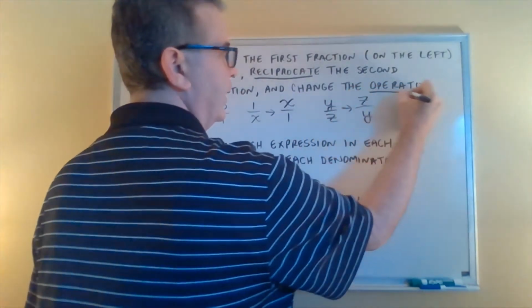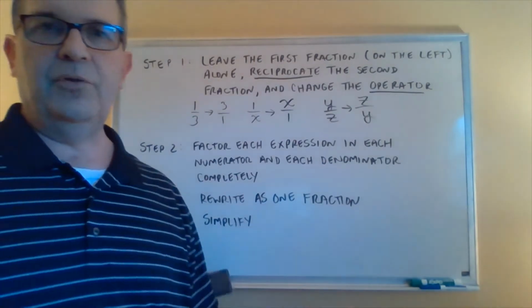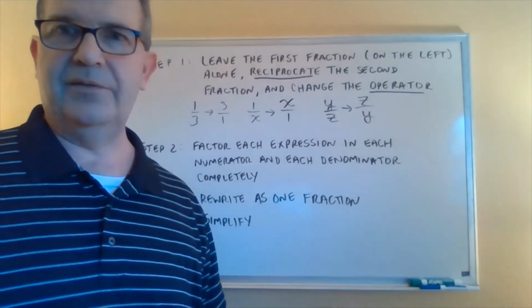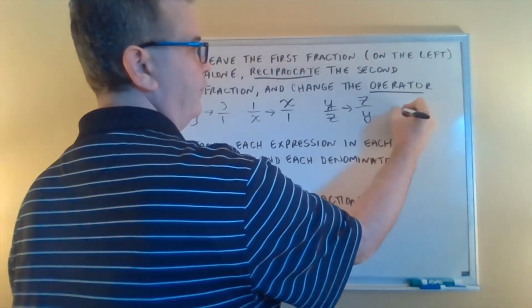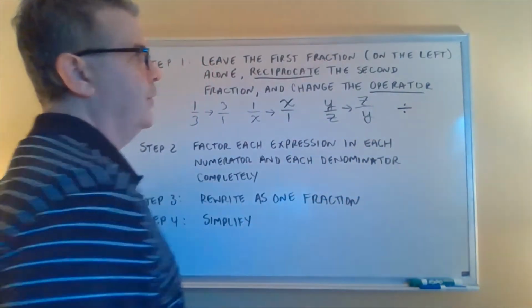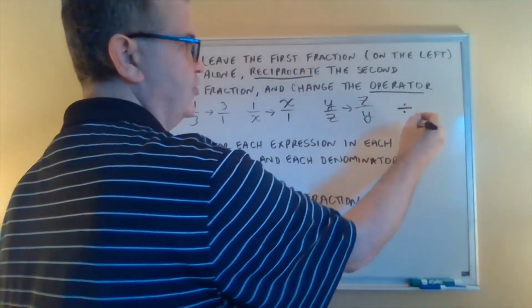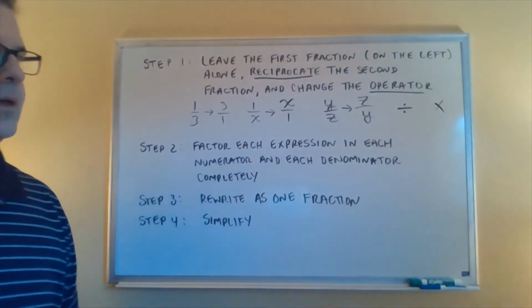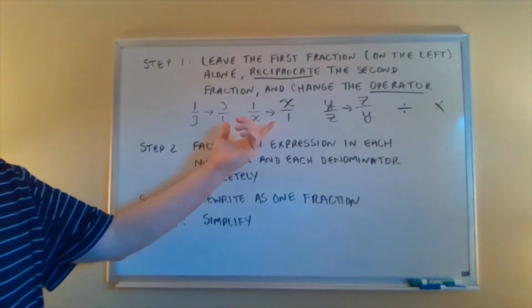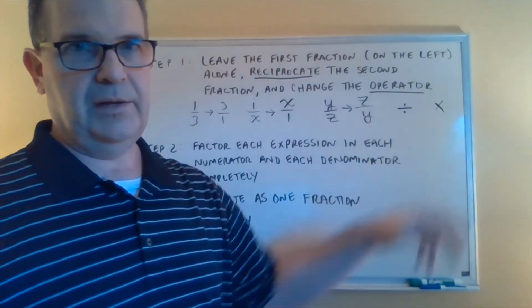What about operator? What do I mean about changing the operator? Well, the operator is just the plus sign, the minus sign, the multiplication sign, the division sign. In this case, since we're dividing rational expressions, our operator is the division sign. But after we reciprocate, we're going to change it to multiplication. So we're going to reciprocate, and then we're going to change the operator from dividing to multiplying.